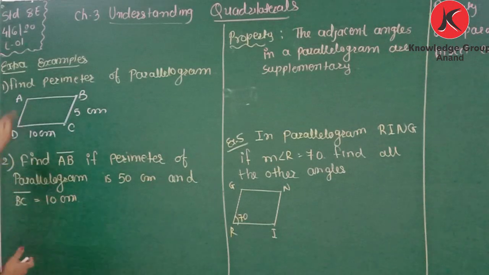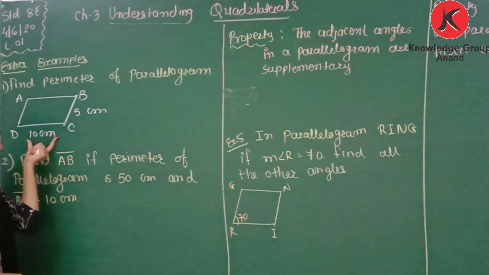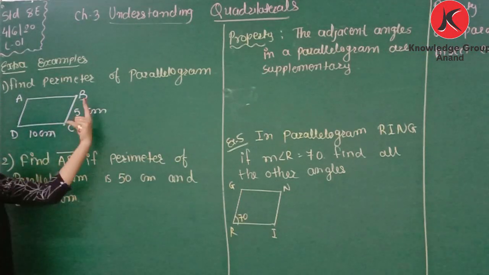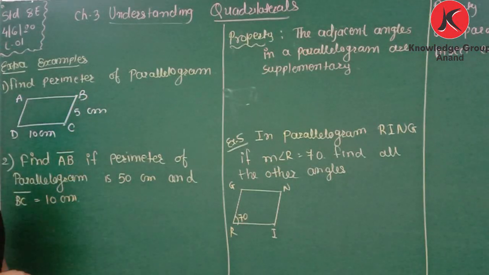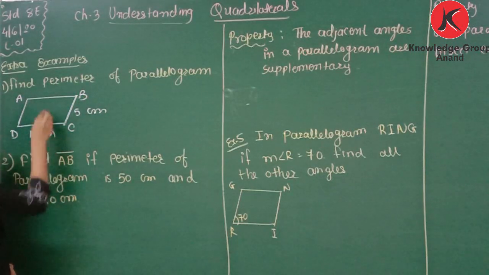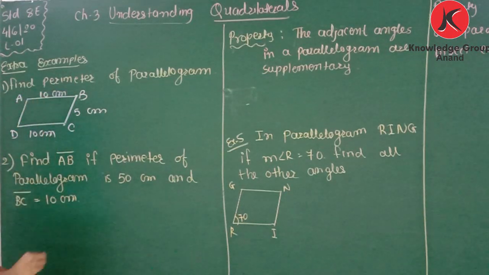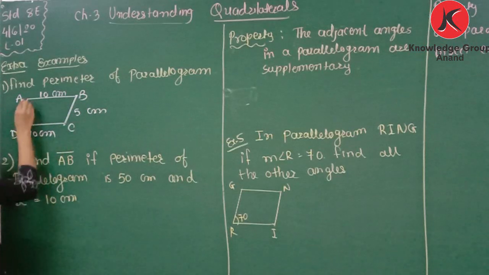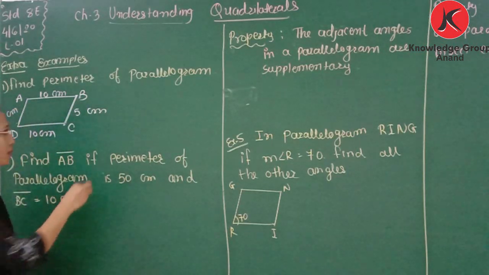So here, find the perimeter of the parallelogram. If one side is given, that is DC 10 centimeter, and the other side BC is 5 centimeter. So how can we find the perimeter? If this side is 10 centimeter, the opposite side is also 10 centimeter because opposite sides are equal. If BC is 5 centimeter, then AD is also 5 centimeter. Clear? So what will be the perimeter?